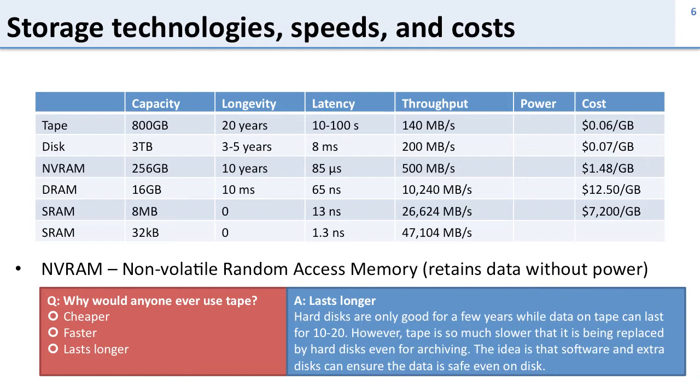Well, the answer is it lasts longer. Data on hard disks is only good for 3 to 5 years, and then you basically expect the hard disk to die. Tape can last 10 to 20 years, so it's used for archiving. Lots of companies are required to keep data records for a long time for legal reasons, and they use tape for archiving. However, disks are so much faster and just about as cheap, so there are lots of companies which are trying to use disks for archiving, and they use clever software and hardware solutions to try and make sure the data is good even for many years.